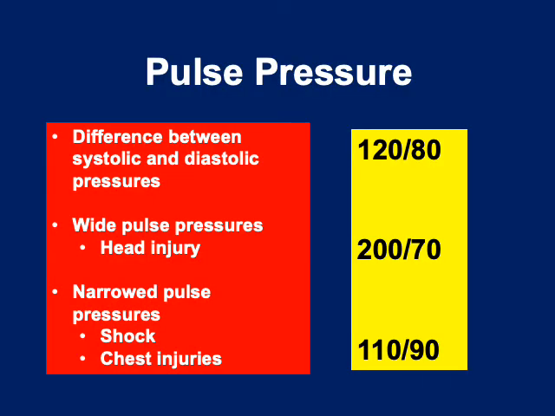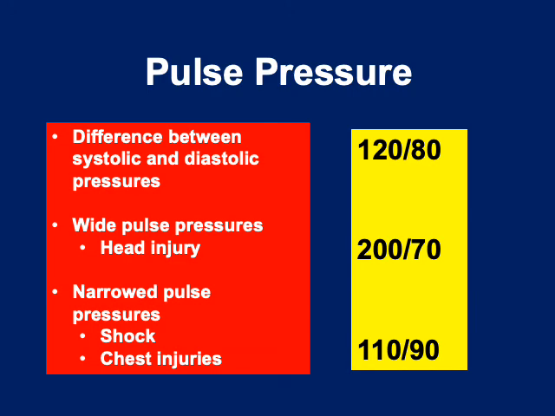So the definition of pulse pressure is the difference between the systolic and diastolic pressures. You can see here, 120 over 80, if you do the math, the difference is 40. And so that would be the person's pulse pressure. This is pretty much aligned with what is normal, and the normal pulse pressure is usually about one-third of the person's systolic pressure. Now, we do encounter patients that have widened pulse pressures and also narrowed pulse pressures as well.